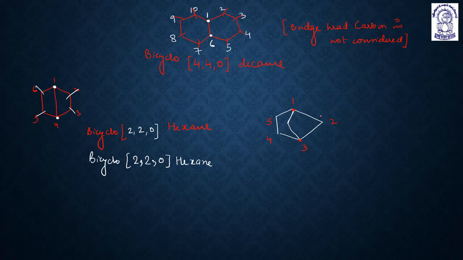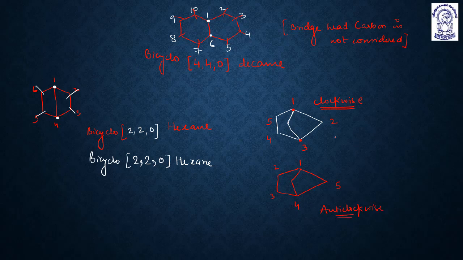So you can do the numbering either way because there is no substitution attached to it. But to be on the safer side, always do the numbering this way: 1, 2, 3, 4, 5. Understood? This is clockwise, and this is anti-clockwise. As it is not attached to any substituent, you can go either way.